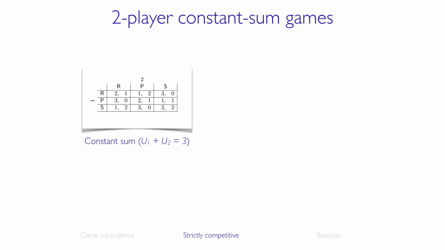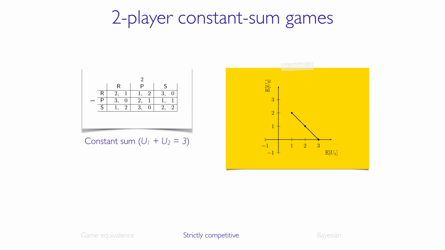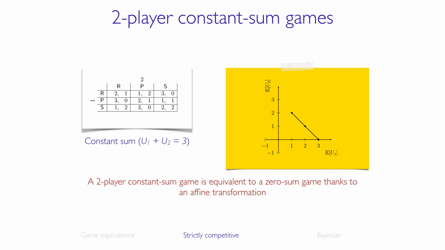Consider this game. The peculiarity is that for every outcome, the sum of the utilities of the players is 3. Games such as this one are called constant-sum games. The image of the strategy profiles in the utility space is obviously a line whose slope is -1. Exactly as in the case of the zero-sum game, the difference is that the line does not cross the origin 0, 0. It can be easily seen that a two-player constant-sum game is equivalent to a zero-sum game thanks to an affine transformation.